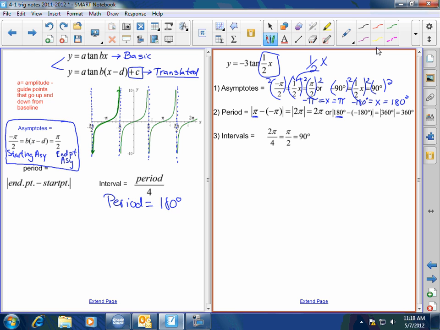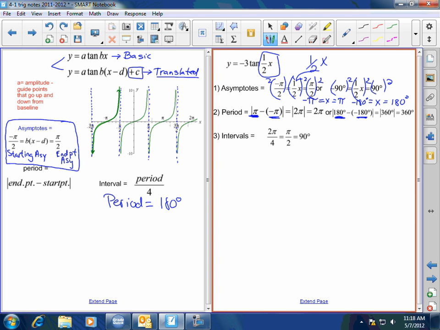Like I said, it's endpoint, which is pi, or 180, minus my starting point, which is negative pi, or negative 180. Pi minus a negative pi is 2 pi. Absolute value of 2 pi is 2 pi. 180 minus a negative 180 is absolute value of 360. Absolute value of 360 is 360. Boom. That's my period.